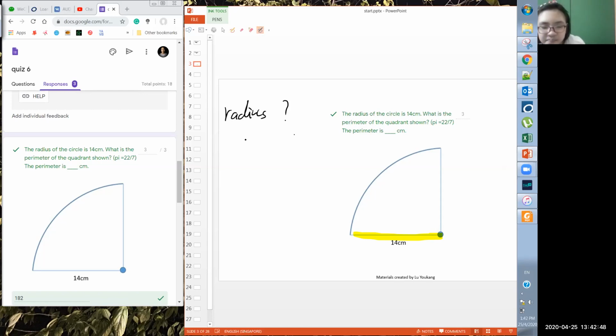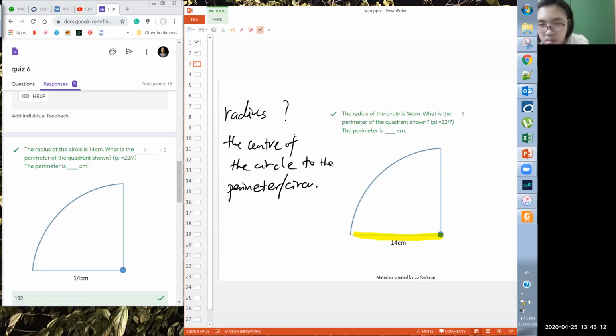Radius is the center of the circle to the end, right? No. To what? It's not to the end. To the perimeter or circumference.